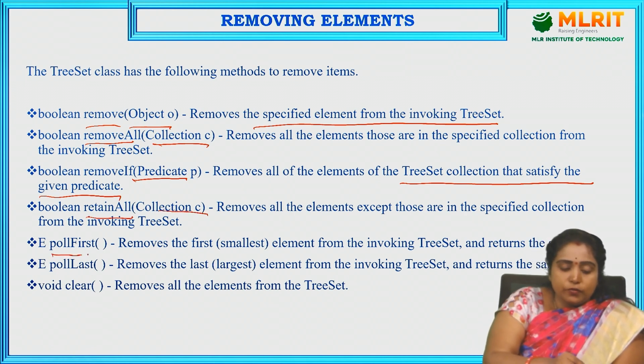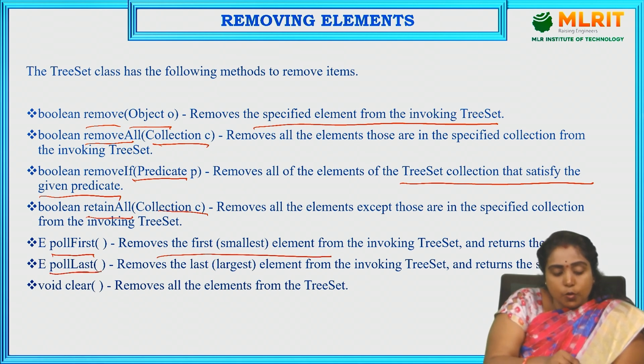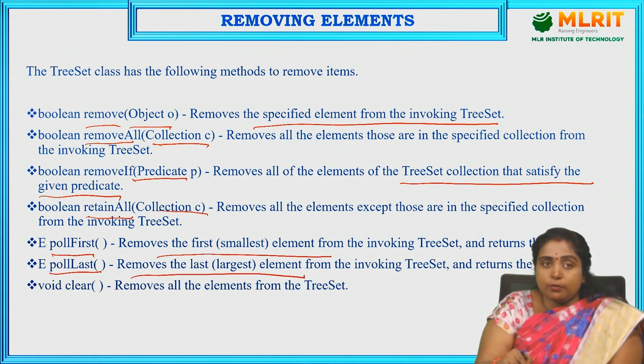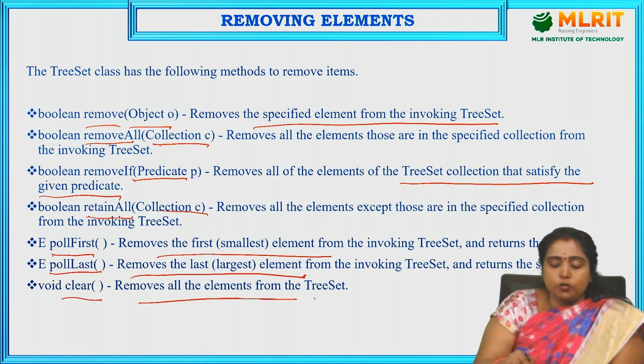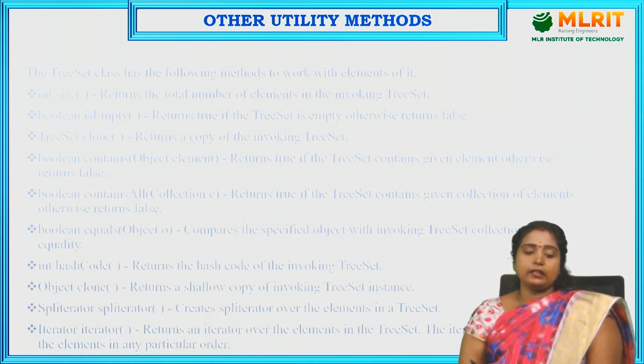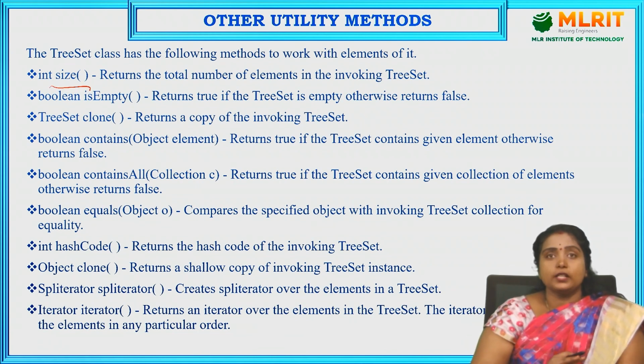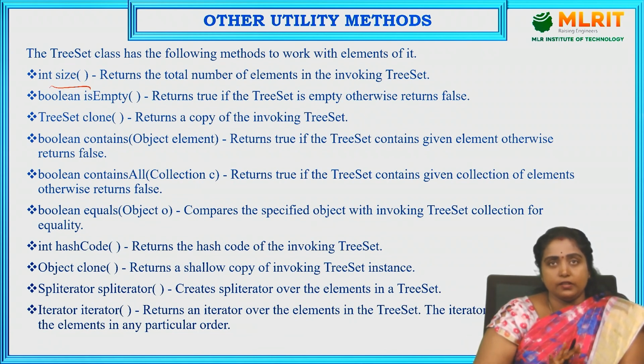And next, pollFirst, it will remove the first element, the smallest element, from the TreeSet. pollLast, it will remove the largest element from the TreeSet. And clear, it removes all the elements from the TreeSet. These are all the removal operations. The other utility methods, first one is size. It will return you the total number of elements which are present in the TreeSet.